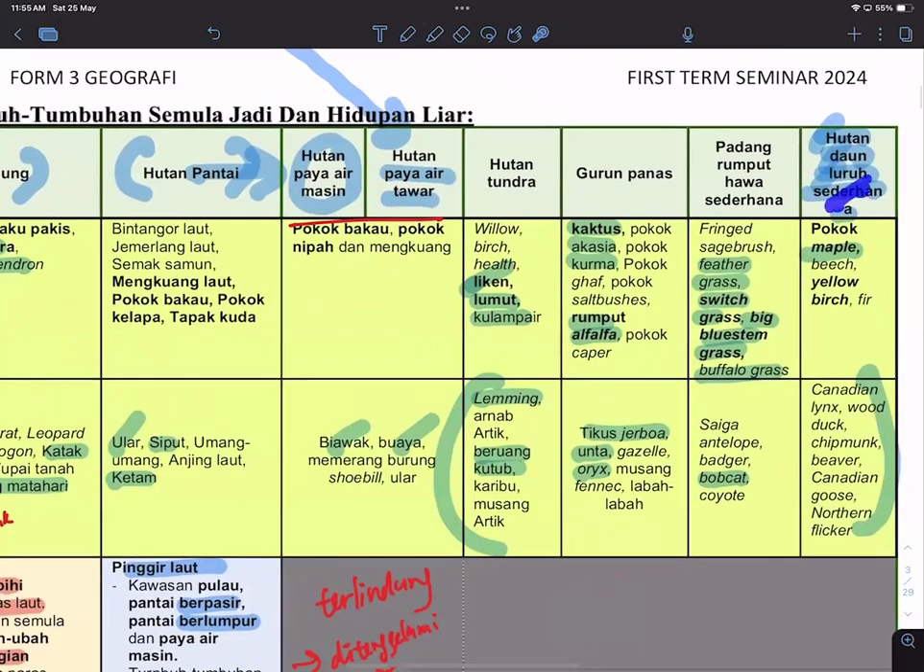Yeah, so the last one, hutan daun sederhana, is for the chipmunk. Okay, and then the beaver. Sorry, I didn't highlight chipmunk, beaver, and then goose. I think that's it, right?